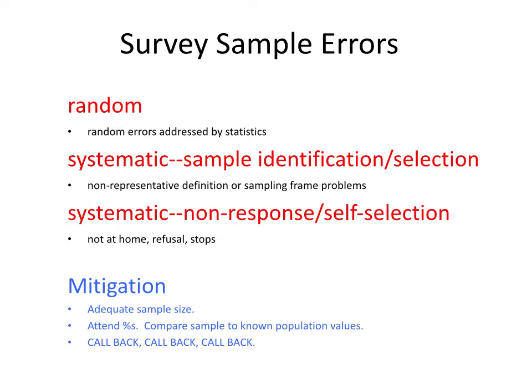I'd like to talk about errors in descriptive research. First, survey sample errors. So these are errors that result because of the way the sample was constructed. There are two types of survey sample errors, random and systematic.